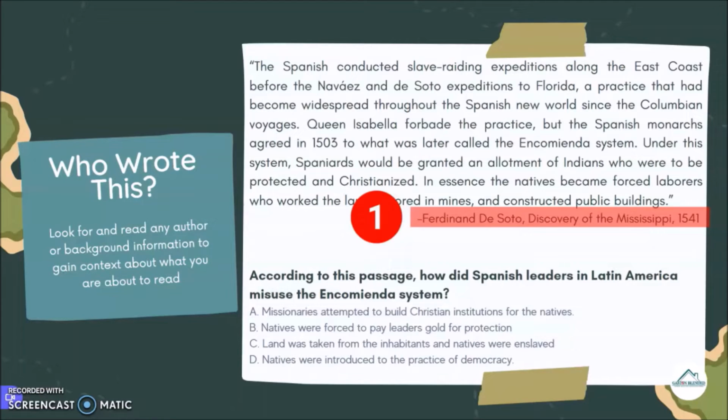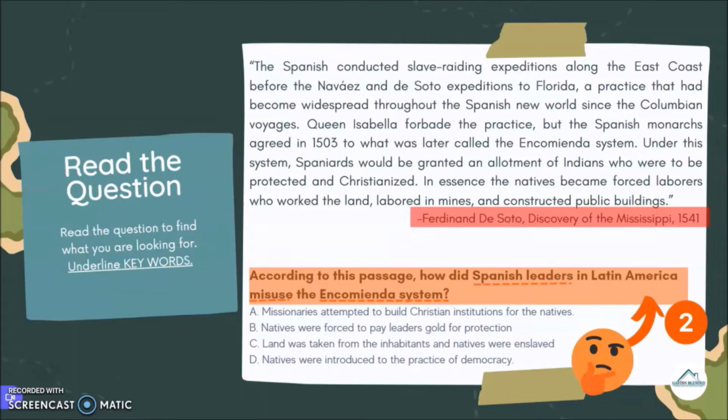The first thing a student will need to do when presented with a primary source document on a test or quiz is to read the background information and author information. So you're going to look to gain some context behind what you might be reading about. For instance, when I read that this is by Ferdinand de Soto, there's a chance I might recall that's an explorer, but even if not, I see the title is Discovery of the Mississippi, 1541, and so that tells me it's the age of exploration. So at least I have some idea of what I might be reading about in the passage.